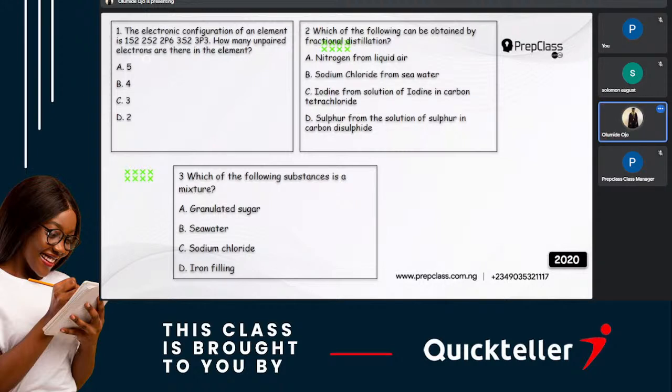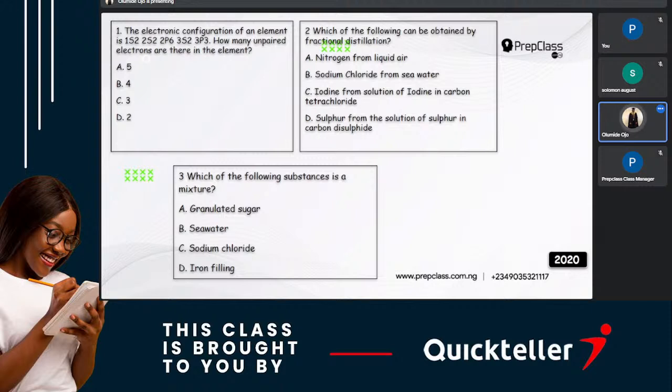Solomon, do you get that? Yeah, certainly I do, sir. Yeah, good. So let's go to number 2. Which of the following can be obtained from fractional distillation? A, nitrogen from liquid air. B, sodium chloride from seawater. C, iodine from solution of iodine in carbon tetrachloride. Then D, sulfur from solution of sulfur in carbon disulfide.